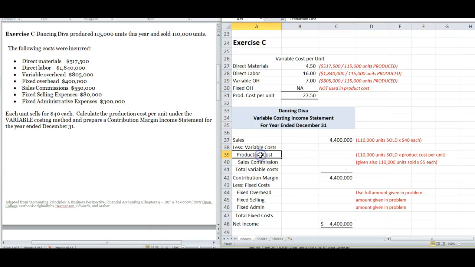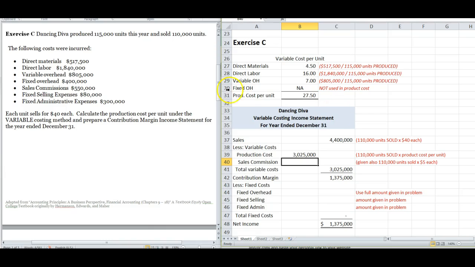Now we need our production cost. This can be called production cost, product cost, cost of goods sold. Any of those all mean the same thing. So we have our production cost. We're going to take, again, always using units sold on the income statement. So we have 110,000 units, and we're going to multiply it by the product cost we just calculated at $27.50. This includes all variable product costs.